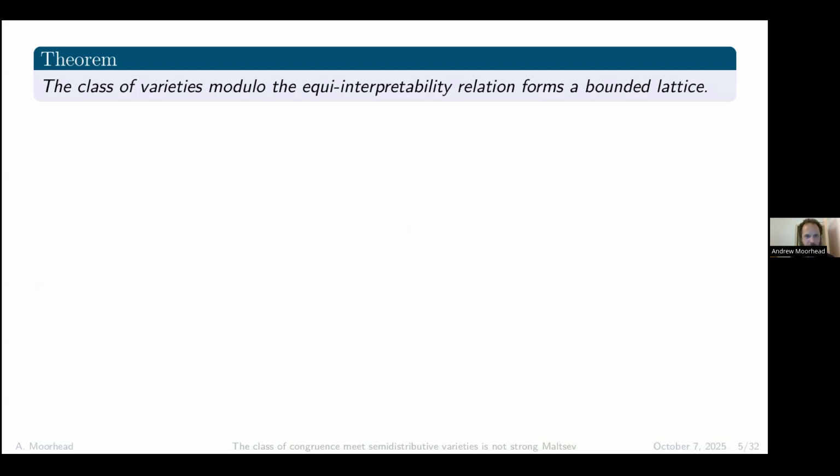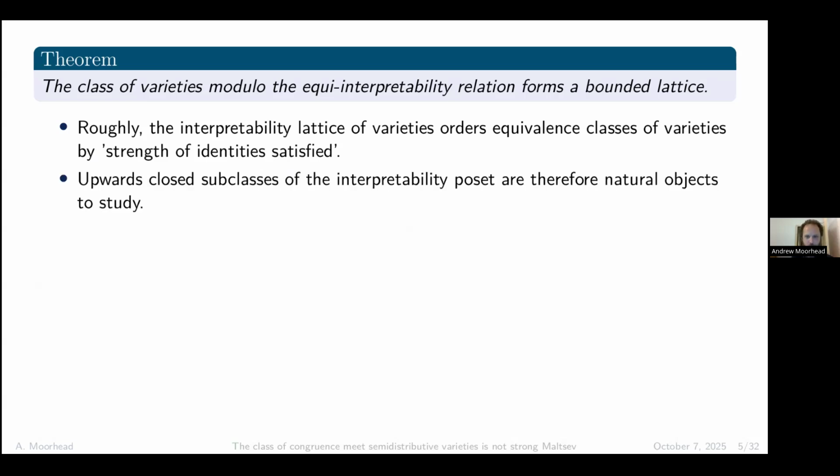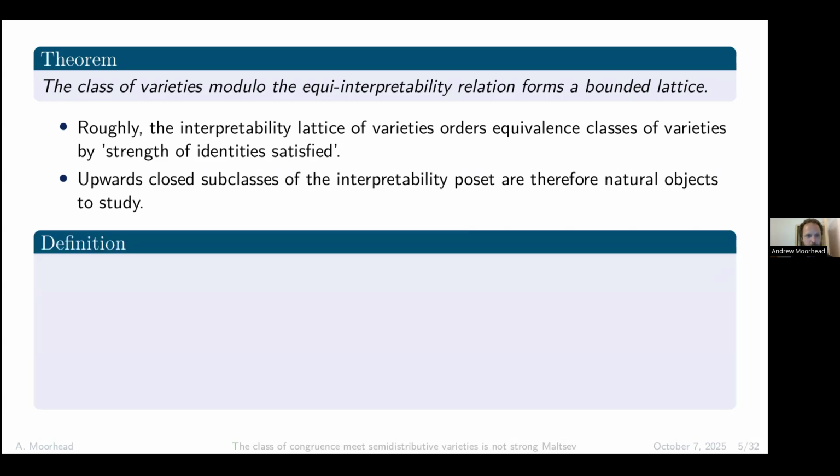It's a fact that the class of varieties modulo the equi-interpretability relation forms a bounded lattice. And roughly, we can think of this lattice as ordering varieties in terms of the strength of the identities that are satisfied. So it's quite natural to consider upward closed classes of varieties in this poset if we're interested in comparing different types of sets of identities.